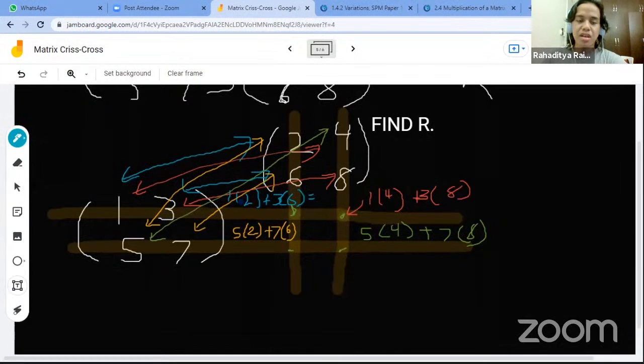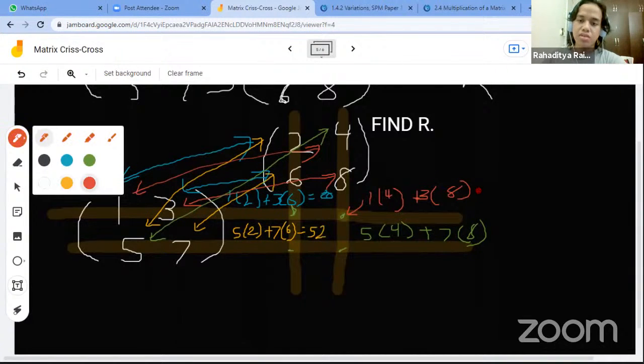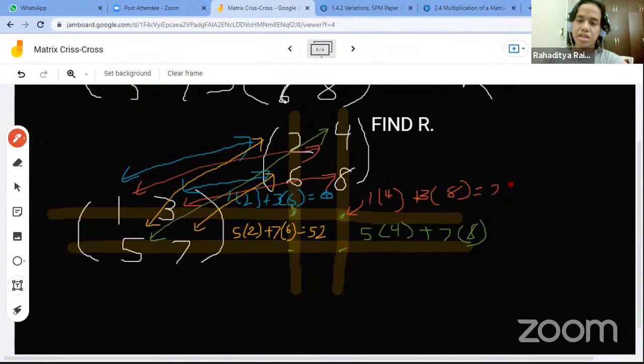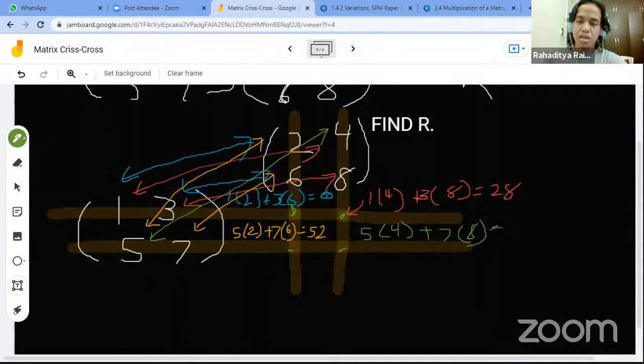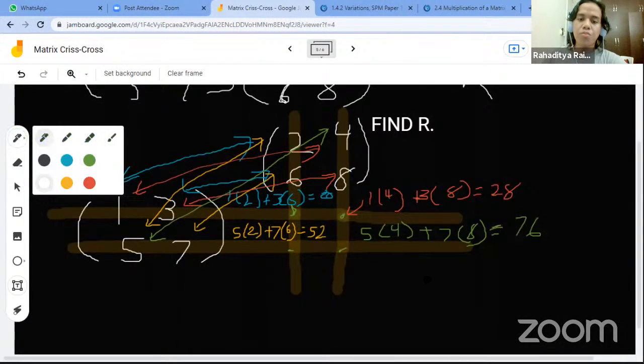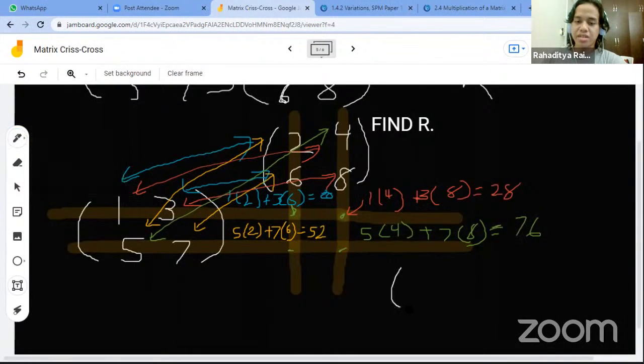Okay, so now all you need to do is just calculate all these, which will take a very long time. 3 times 6, 18 plus 2 is 20. You can calculate all these additions. This one will be 35, 42, 52. This one 52. This one will be 8, 16, 24, 28. And this one will be 56, 76.